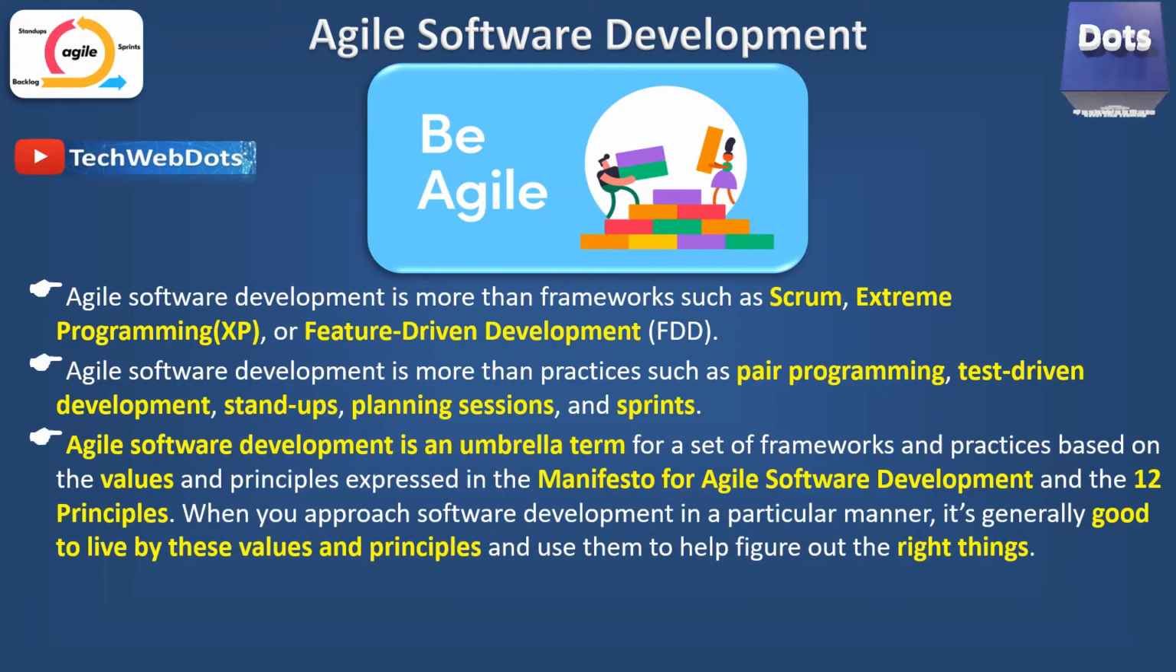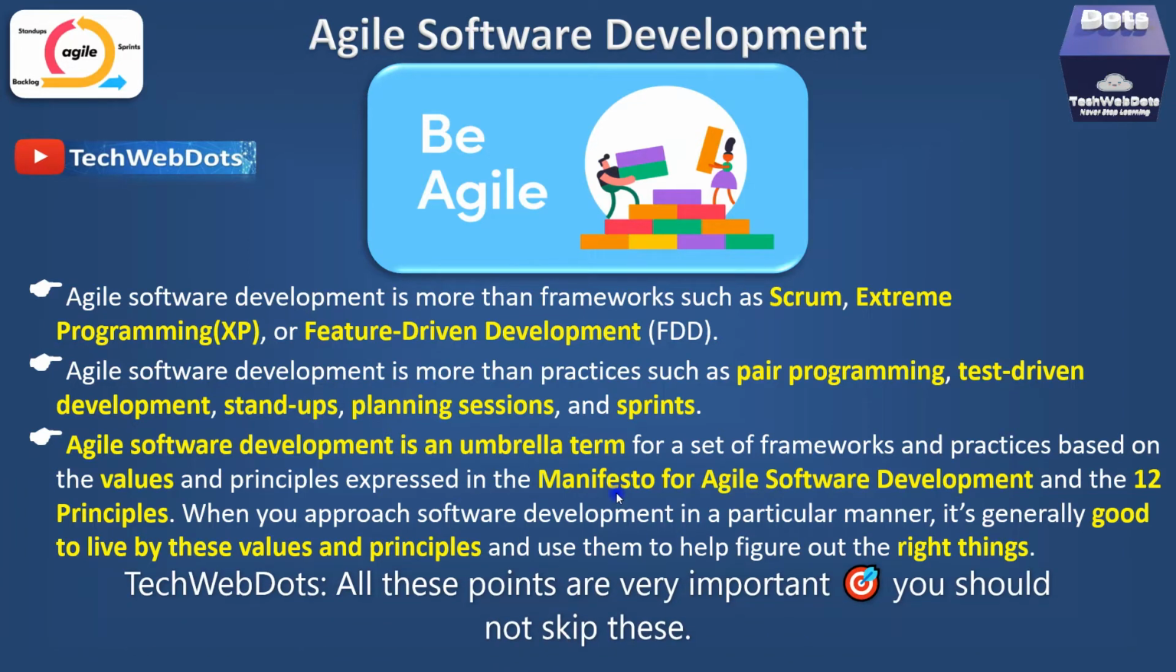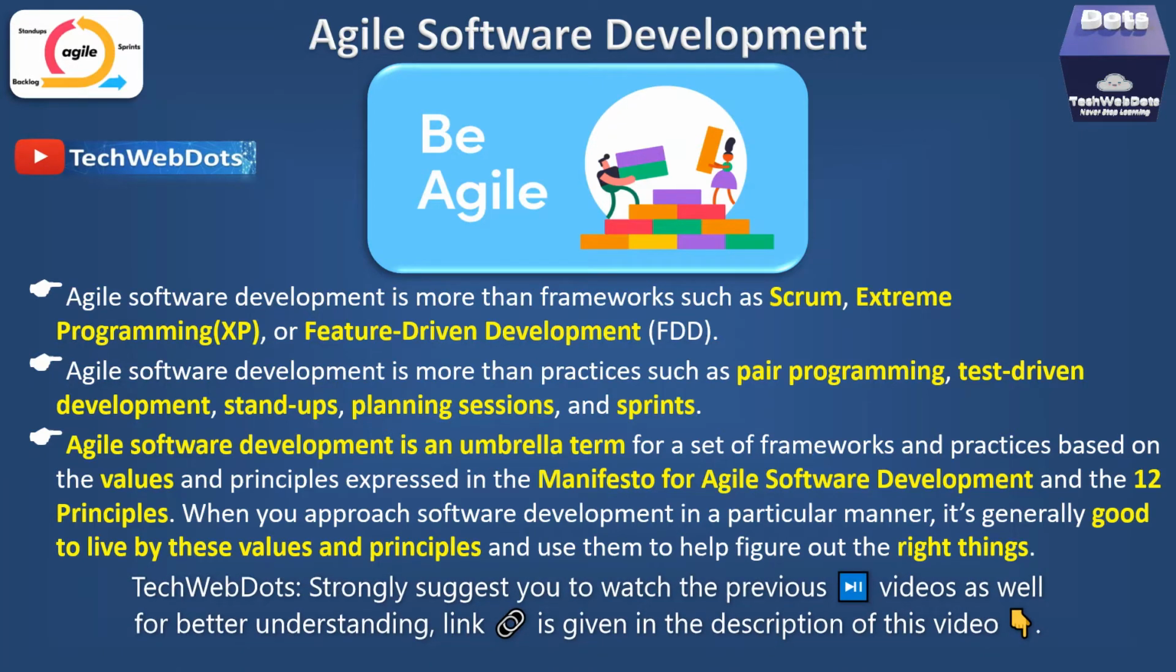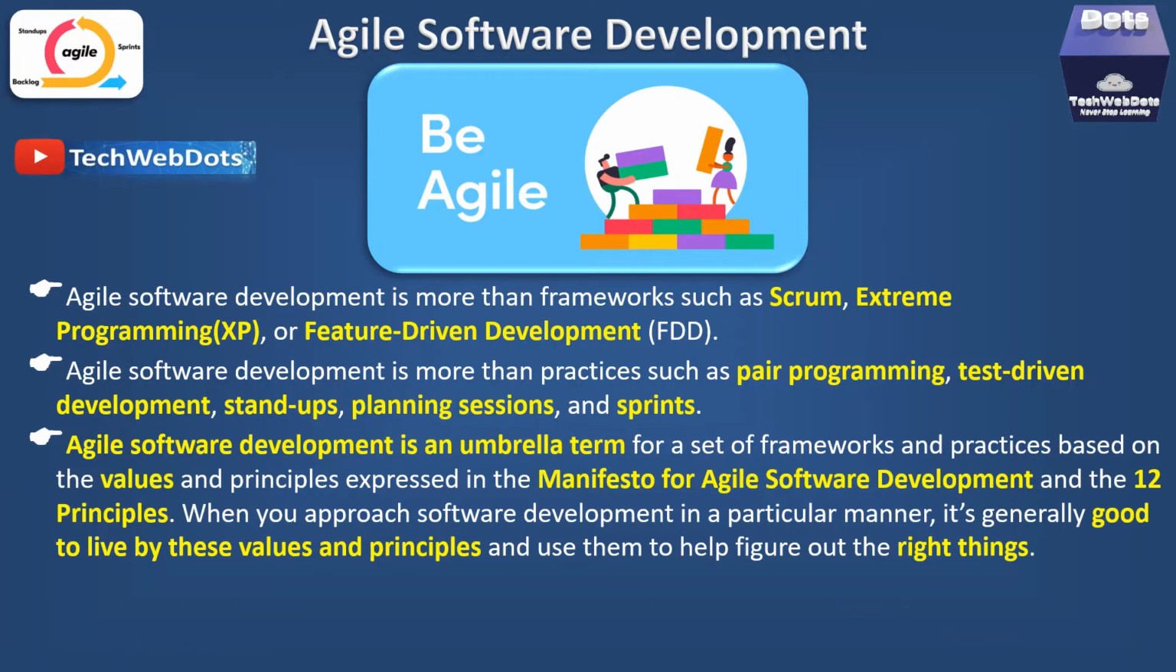Agile software development is an umbrella for a set of frameworks and practices based on the values and principles expressed in the Agile software development manifesto and the 12 principles. That's why I suggested watching my previous session, where I clearly explained what the Agile values and principles are. Even in the upcoming slides, I will use the terms Agile values and principles again and again, so please watch that before proceeding. When you approach software development in a particular manner, it is generally good to live by these values and principles and use them to figure out the right things.